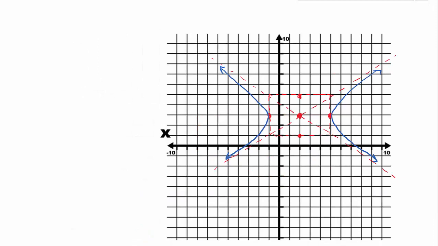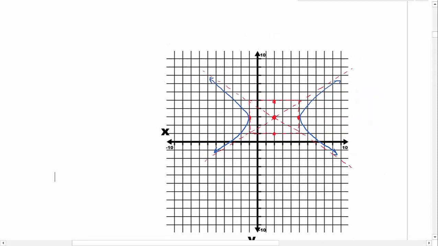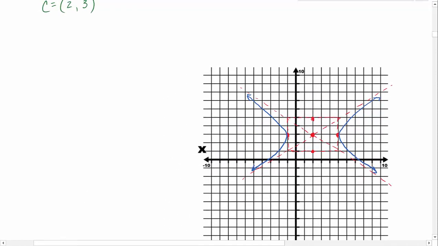So we want to identify our vertices. Just look at our graph for those. Our vertices are happening at -1, 3 and 5, 3.